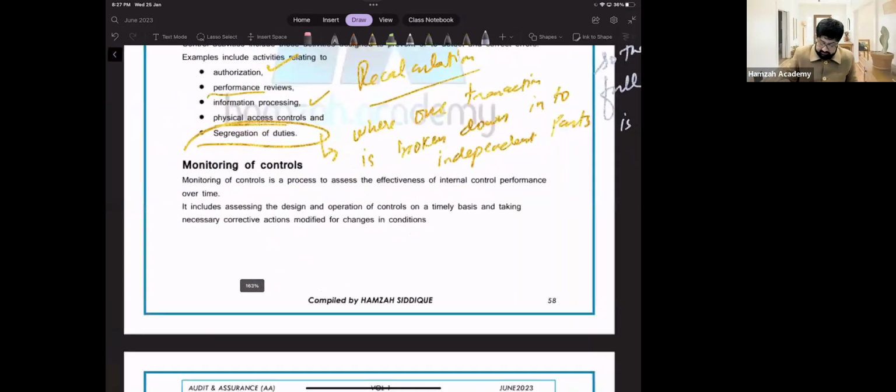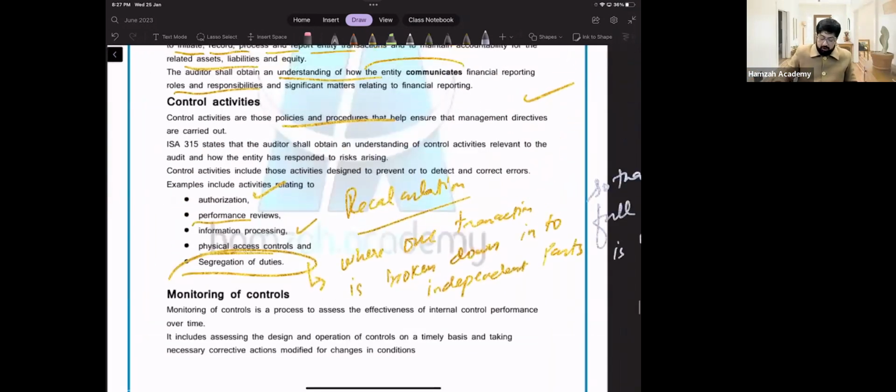Segregation of duties. So now, what is it? These are activities. The auditor shall obtain an understanding of how the control activities are being implemented.